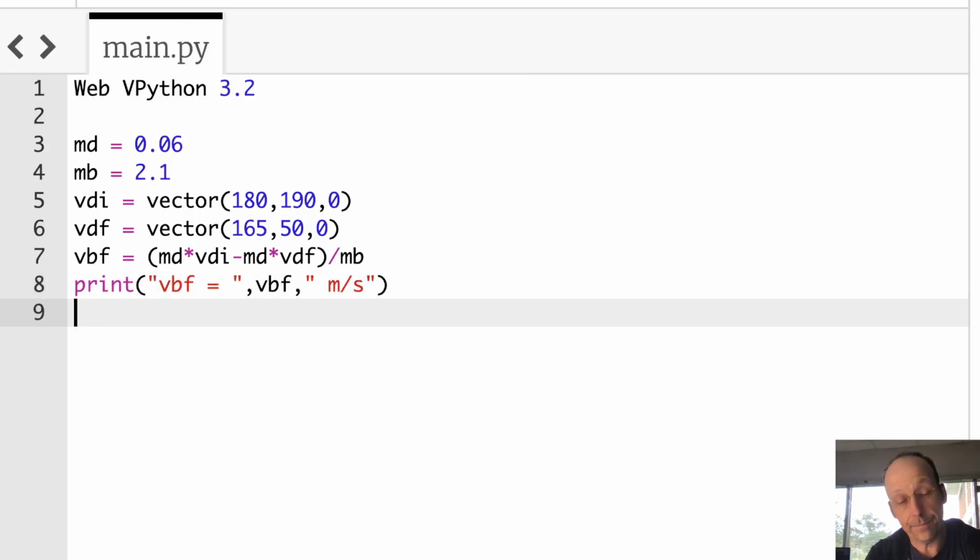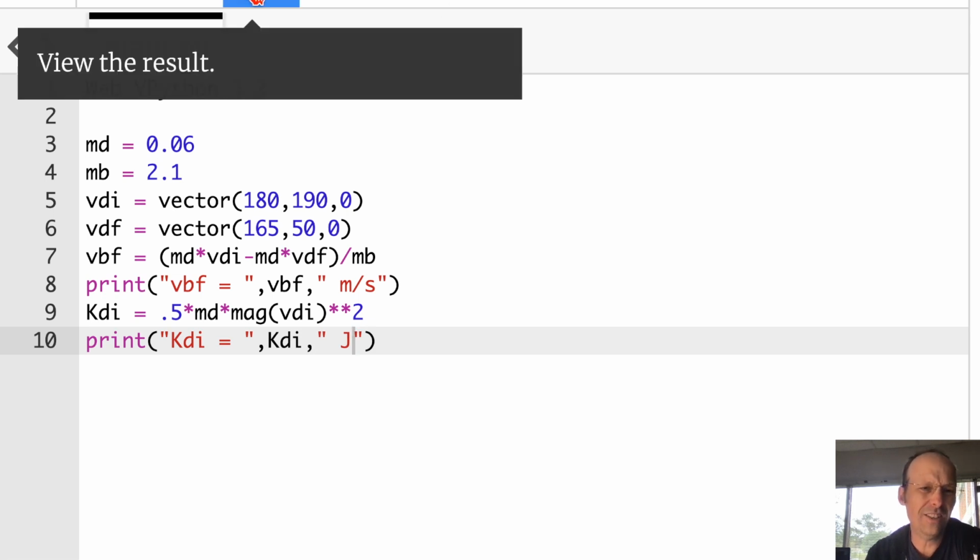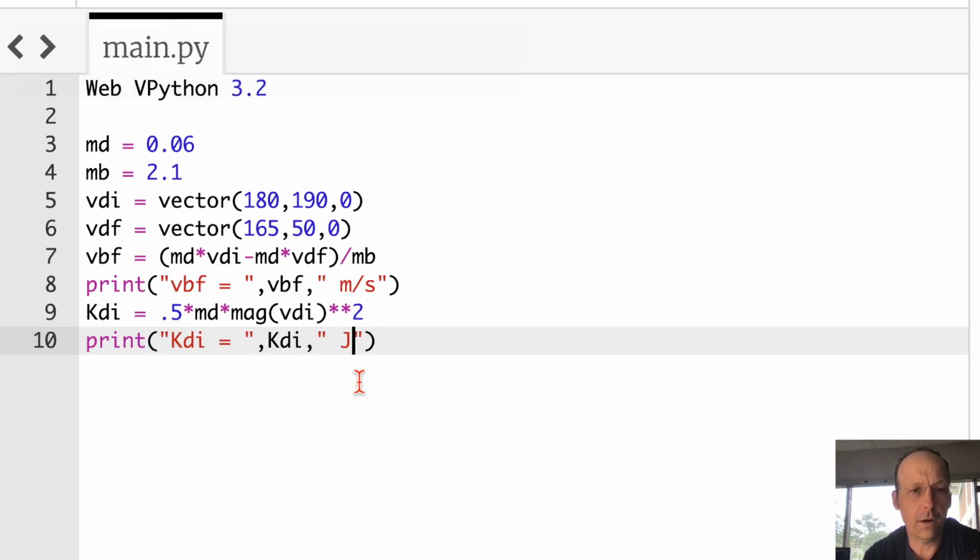So I'm going to say capital K, debris initial, is 0.5 times the mass of the debris times the magnitude of VDI squared. The magnitude is a built-in function in Python that returns the magnitude of the vector. I can print that if I want. Let's go and print it. Print KDI equals KDI joules. And this is run just to make sure it's working, right? There you go. Okay, now let's do the final.